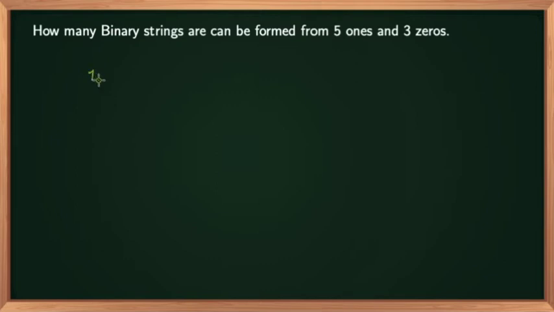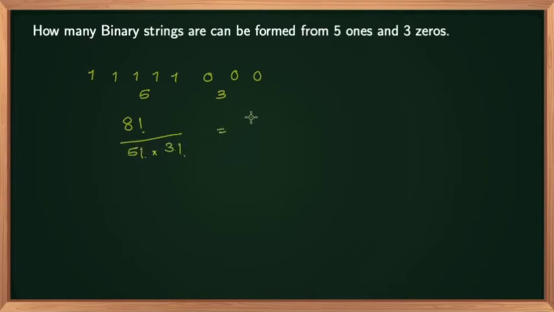So we have here 5 ones and 3 zeros. Just like our previous problem, we have a total of 8 items here, and 5 of them are repeated ones and 3 of them are repeated zeros. So using our previous logic, we can do it as 8 factorial divided by 5 factorial into 3 factorial.